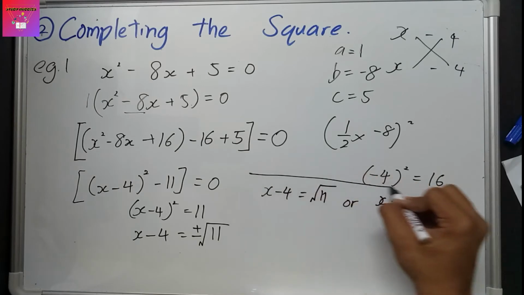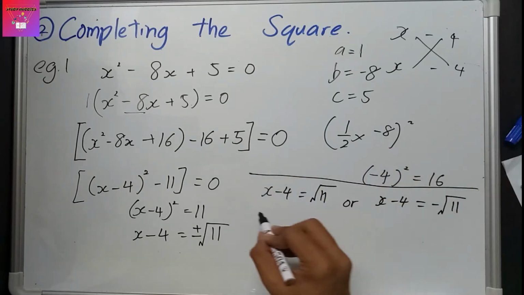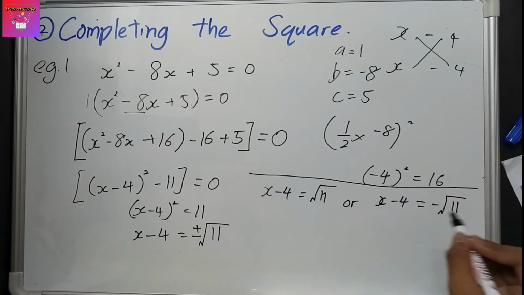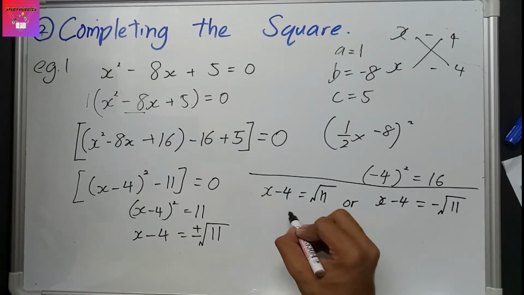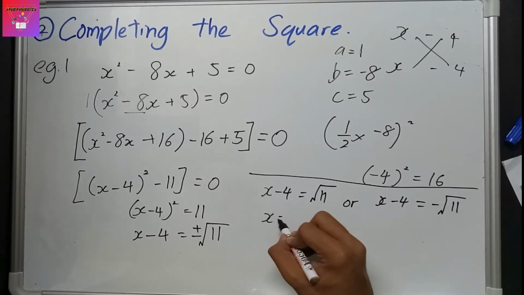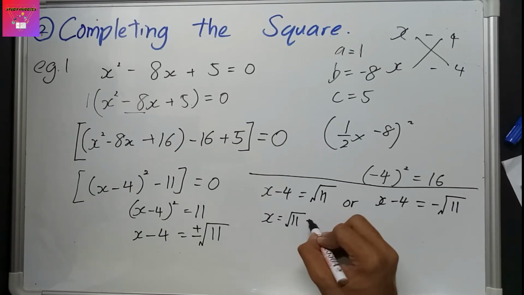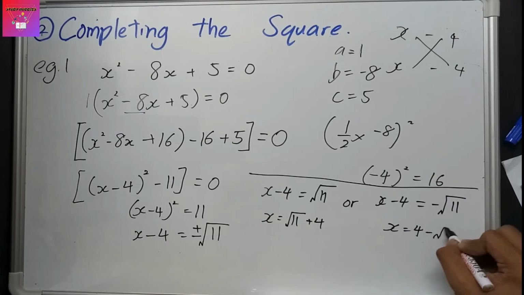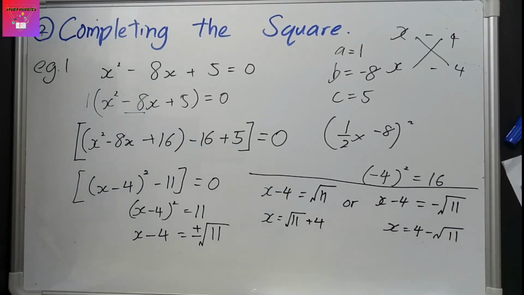Okay, so let's just ignore the upper part. So x minus 4 is equal to square root 11, or x minus 4 is equal to negative square root 11, which is going to bring to an answer x equals to square root 11 plus 4, or x equals to 4 minus square root 11. So therefore that's the answer for this question, this or this. So that's how you solve completing the square.